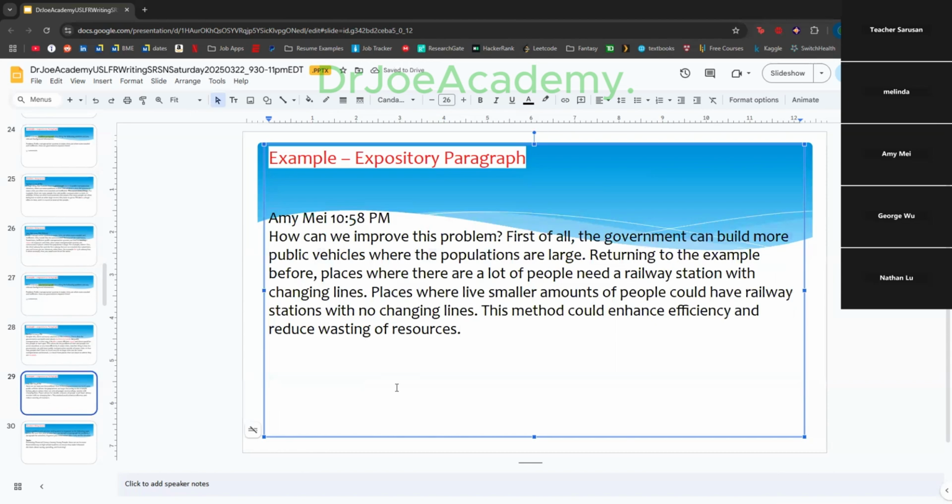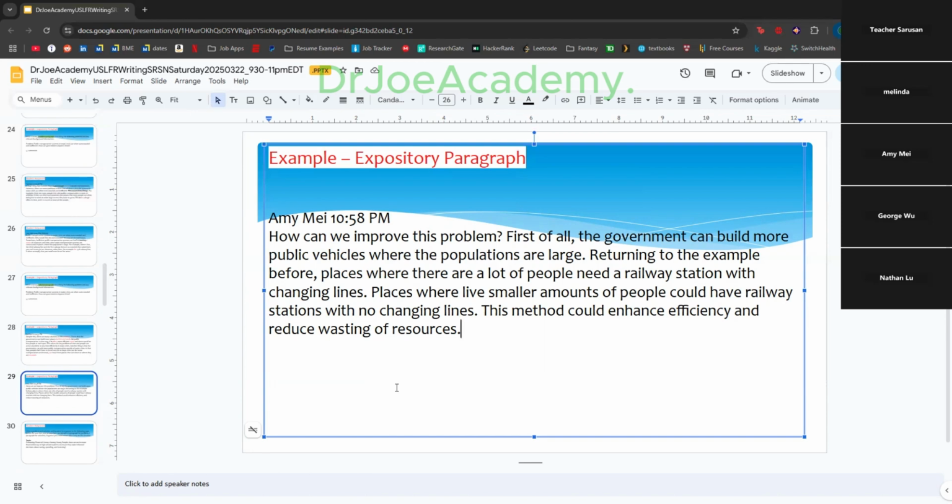All right, Amy, can you read your answer, please? How can we improve this problem? First of all, the government can build more public vehicles where the populations are large. Returning to the example before, places where there are a lot of people need a railway station with changing lines. Places where live small amounts of people could have railway stations with no changing lines. This method could enhance efficiency and reduce wasting of resources. All right. Well done, and good job of relating it back to your problem paragraph about resources.